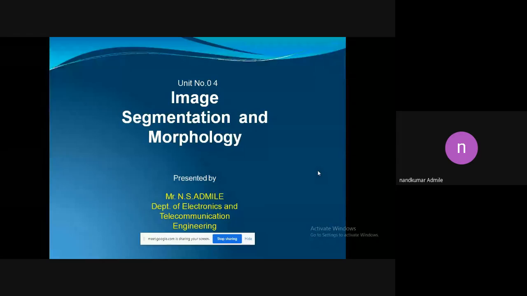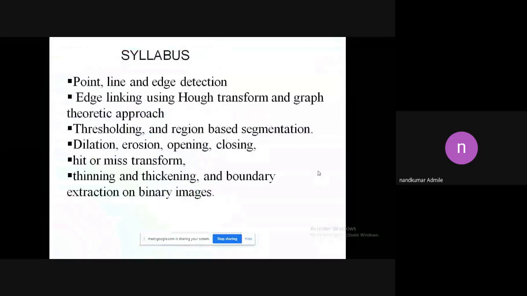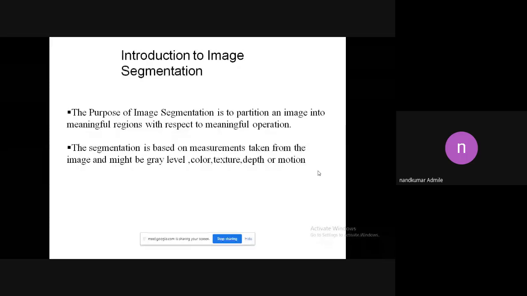The second one is image morphology. In image morphology, we deal with the various detection techniques. It might be edge detection, or it might be boundary detection.